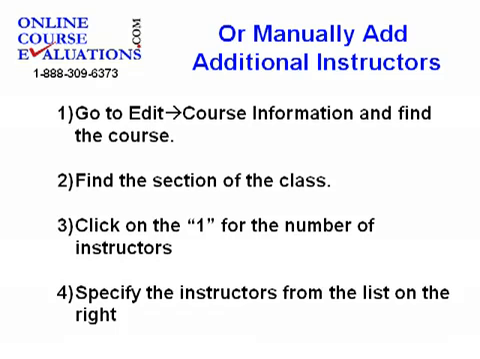To do this, go to the Edit Course Information screen and find the course, for instance Math 101. Then find the instance of the class you wish to teach, for instance Section 1. Click on the number of instructors, which would be 1 at this point, and manually add Bob as the additional instructor. That's all you need to do.